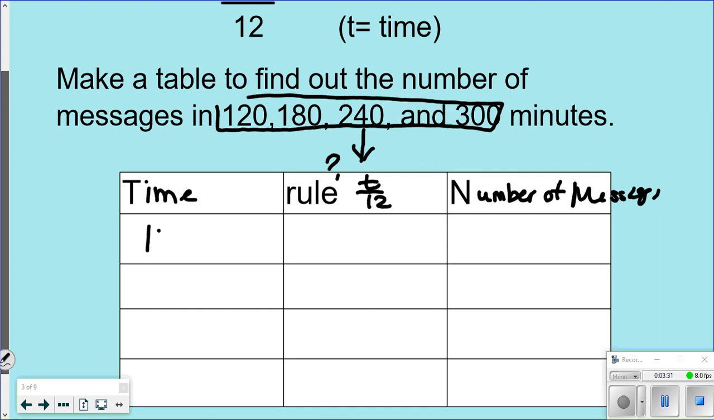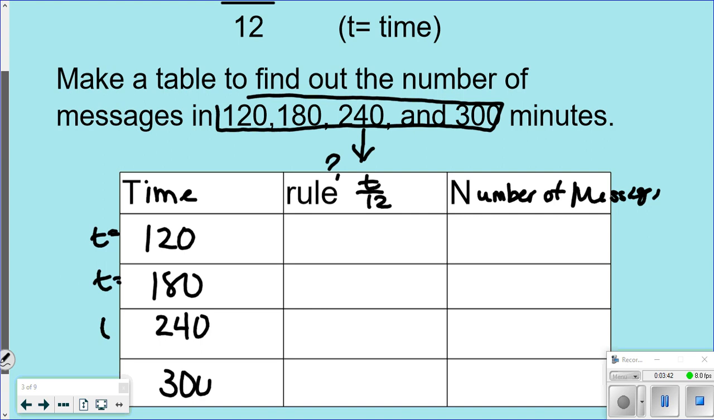So we're just going to fill that in. Then we're going to take that time. If this is t, this is a t, this is a t, this is a t. We're going to take 120 and divide it by 12. Whatever the answer is, that's going to give us the number of messages. So 120 divided by 12 is 10. What this means is that for every 120 minutes we get approximately 10 messages.